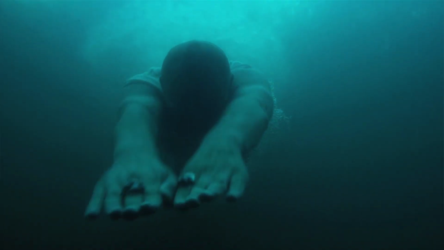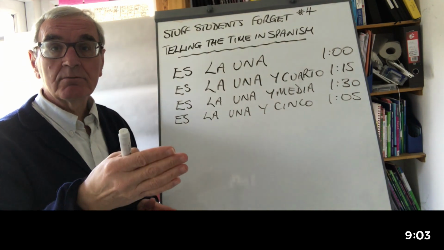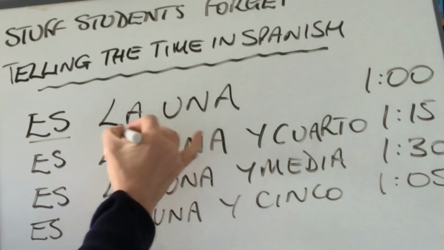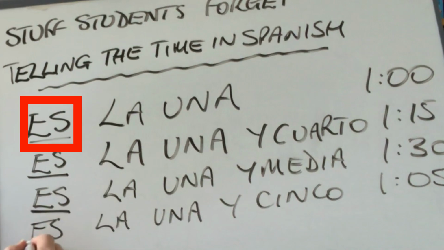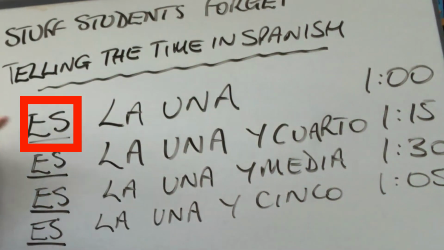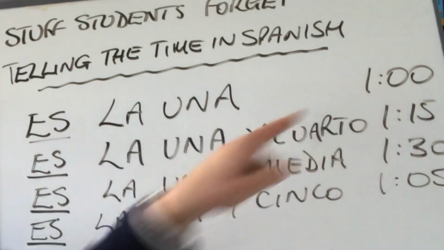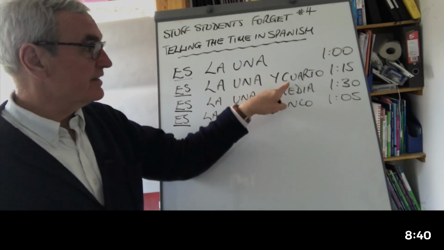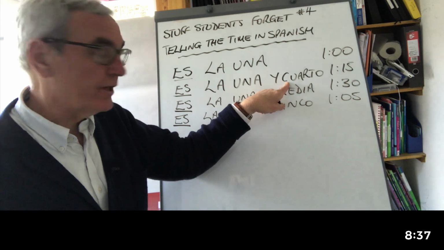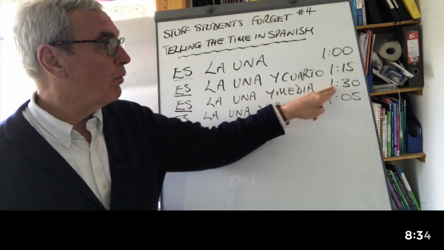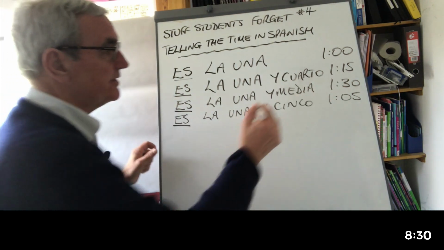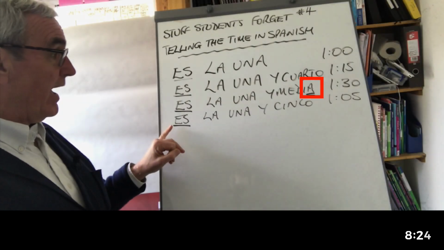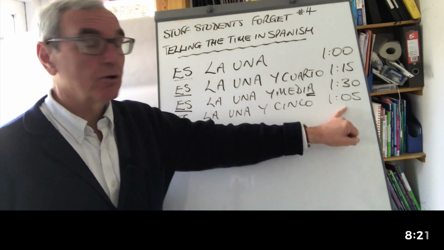So let's dive in straight away, and here we're saying it's 1 o'clock, it's 1:15, it's 1:30, and the important thing is when you're dealing with 1 o'clock, we're actually saying es. So 1 o'clock is es la una. Es la 1:15. This is not cuatro, this is cuarto, a quarter. Es la 1:30. Notice media, because we're talking about media hora. And another alternative is es la 1:05.